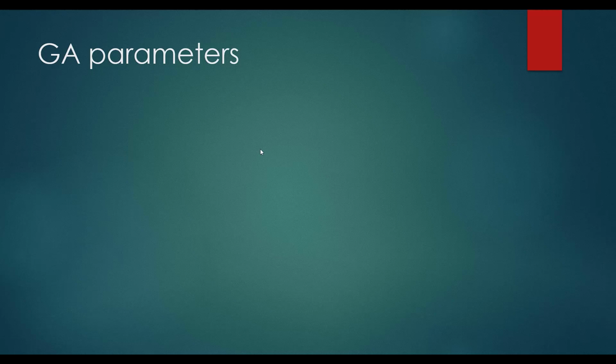In this session we just want to talk about the GA parameters. As you know, every metaheuristic algorithm has its own parameters, and these parameters can be important because for any given problem we have to set specific parameters. So we just want to talk about these parameters, which can be important and significant. So let's just get started.